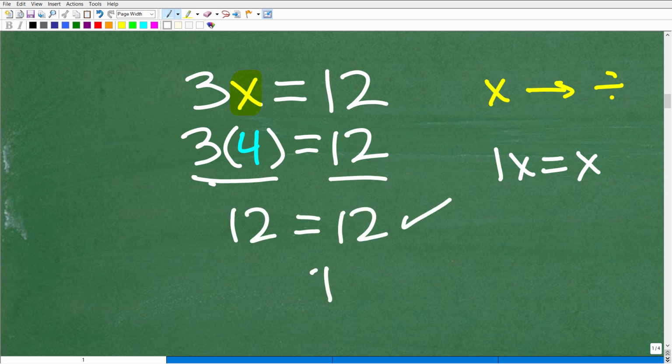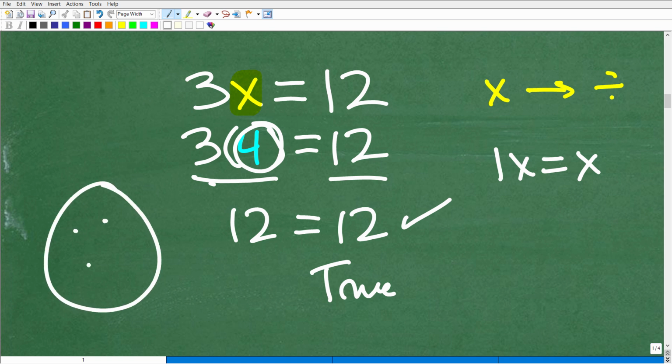That is, in fact, a true statement, so 4 is indeed the solution to this equation, okay? All right, so we're just taking it nice and slow here, and if you're understanding this, hopefully you're like, yes, yes, it's all this data going into your brain. That is what I'm talking about, right? You want to comprehend this stuff at a higher level. Okay, so there we go.